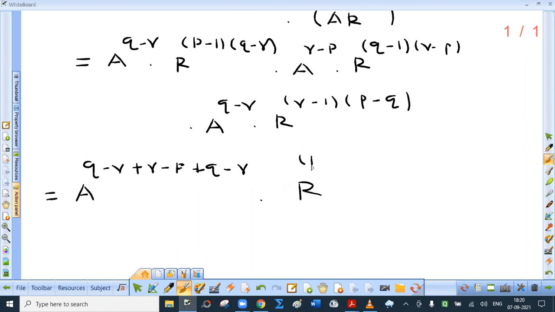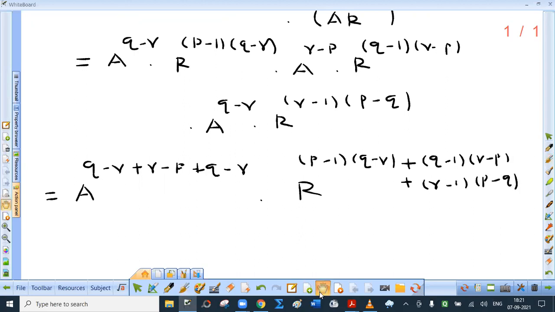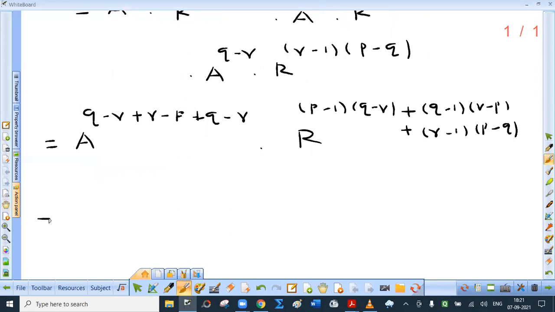Now index of capital R. P minus 1 into Q minus R, right? Plus Q minus 1 into R minus P plus, this is in index only, R minus 1 into P minus Q. What next? You have to use common sense. We have to prove that this is 1. So clearly it is A raised to 0, R raised to, open all the brackets. Okay, and sum of all terms should be 0. Then only you will get 1 as the answer.